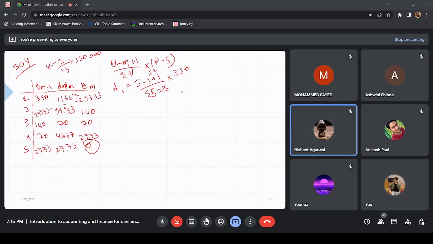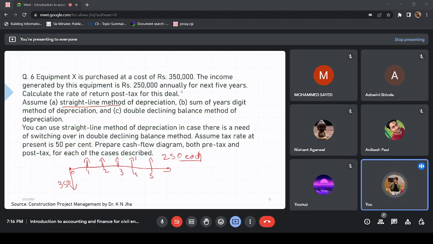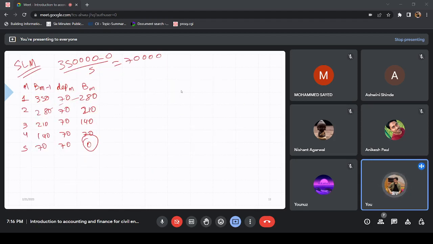Okay. So by each of these methods, we calculated the depreciation. But our question was that we have to calculate the rate of return post tax. So we have to move on towards the tax calculations. Now coming to SLM, this is our depreciation 70. What is our annual earning? What is our annual income in this case?